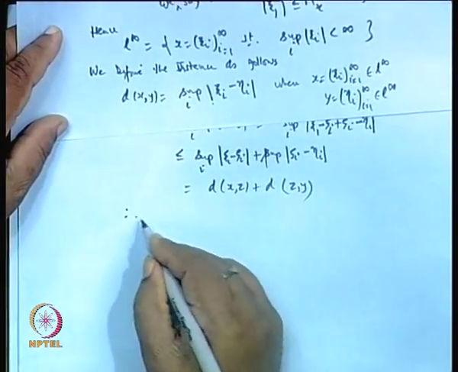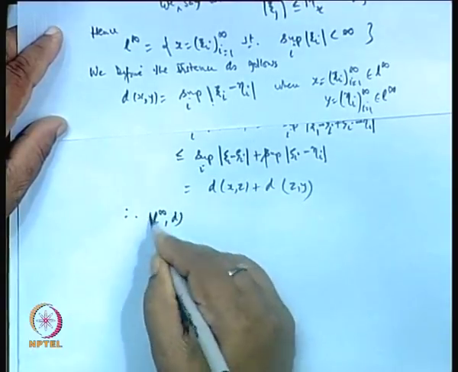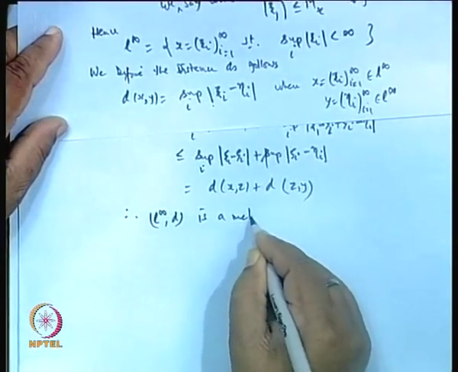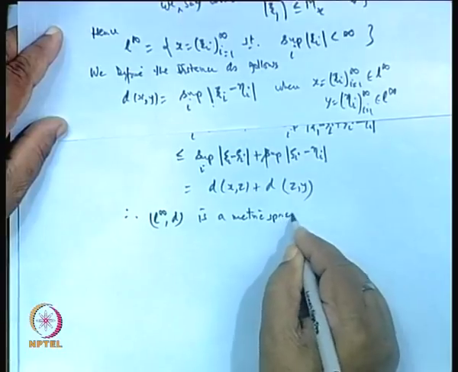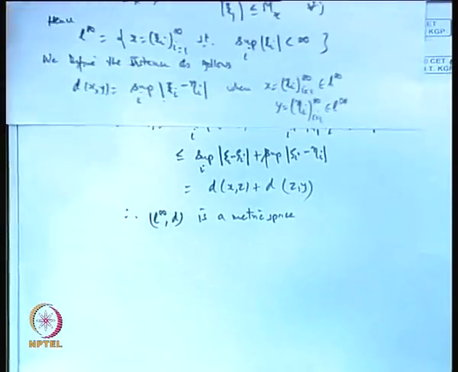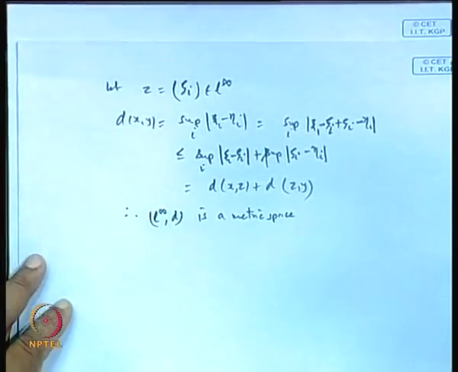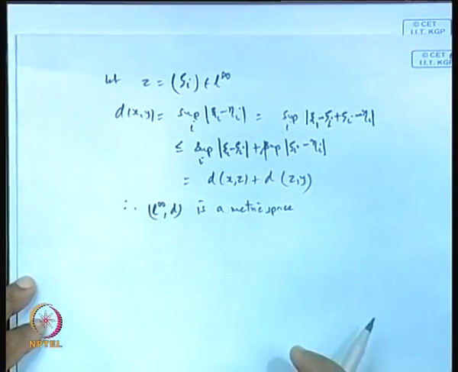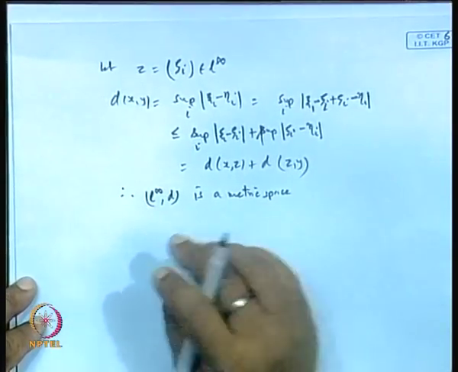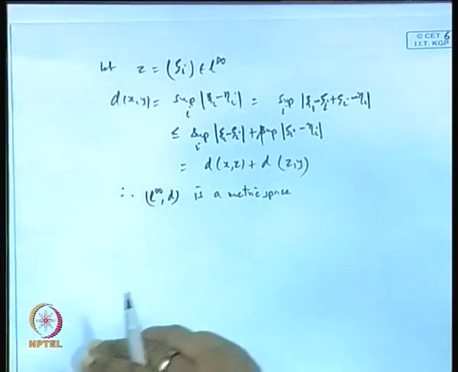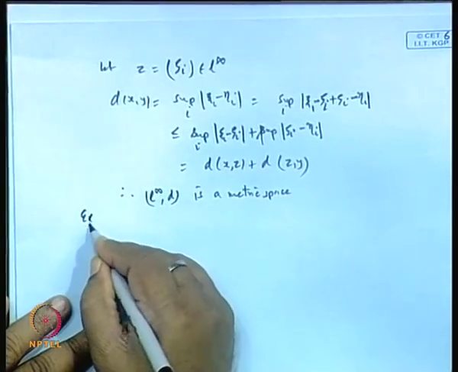Therefore, L infinity under this metric d is a metric space. And this is a very interesting metric space. Now, so far we have seen the real numbers, complex numbers, then sets of sequences. One example of a set of sequences we have seen is L infinity. Now, let us see the function space.